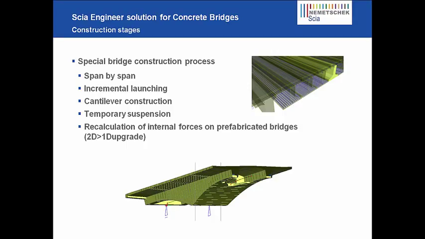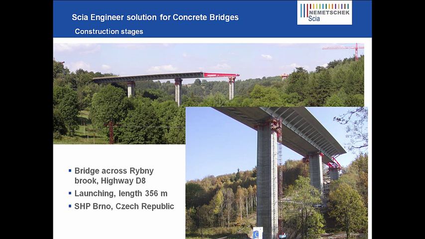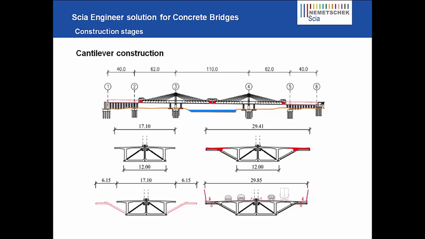Other than this, there can also be other types of methods or structures that can be modeled with construction stages. For example, this kind of bridge placed in the Czech Republic has also been calculated with construction stages in Scia Engineer. This bridge has a length of 356 meters. So another example of construction stages is the bridge across Rybný Brook, a bridge of 356 meters in the Czech Republic. It has been calculated with construction stages. Another example is a cantilever construction.